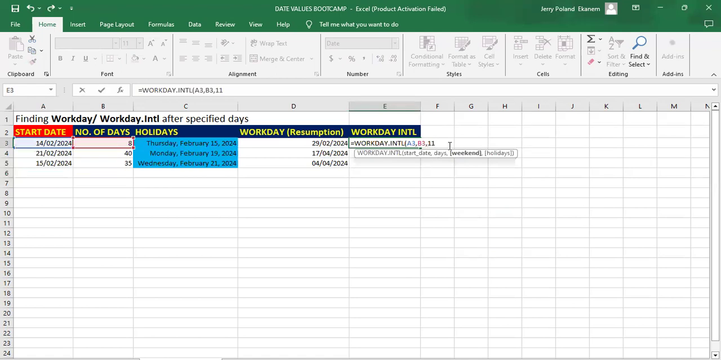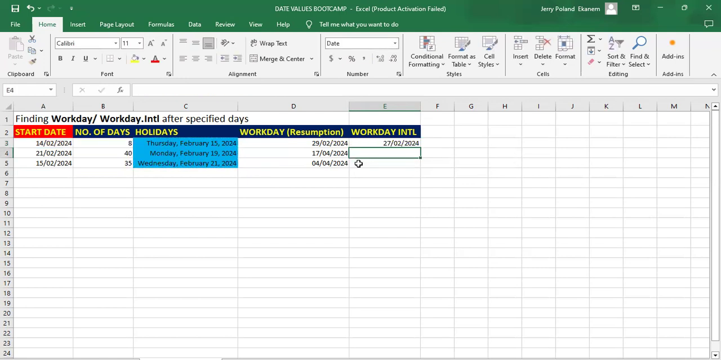And then for my holidays, I'm going to select my holidays as usual. The holidays we have here, Thursday down to Wednesday. Fine. Right. And then I'm going to put my absolute cell reference, F4, and I enter. So we see that in this case, she will be resuming work on the 27th. That's 2 days earlier than if we were to be using the workday.